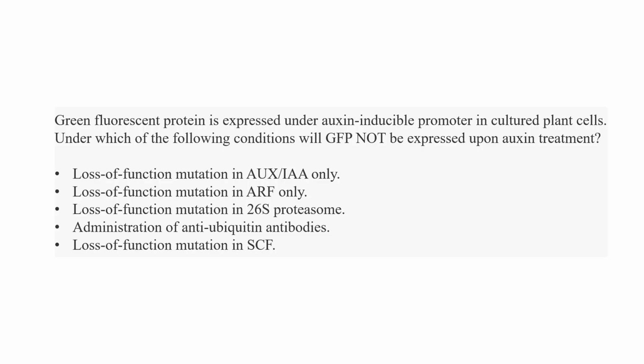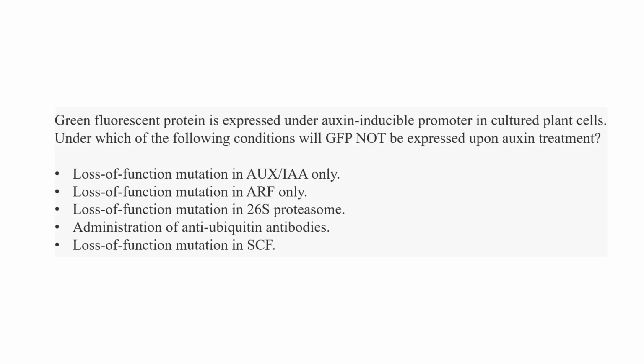Okay. So basically, you need to understand here that if auxin is present, then there would be transcription of the auxin inducible genes, which are known as auxin response factors. Okay, and auxin IAA is basically an inhibitor, which is basically a repressor. So it will not allow the transcription to happen. So if this is present, then GFP will not be expressed.